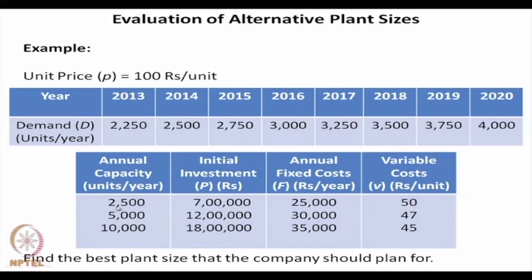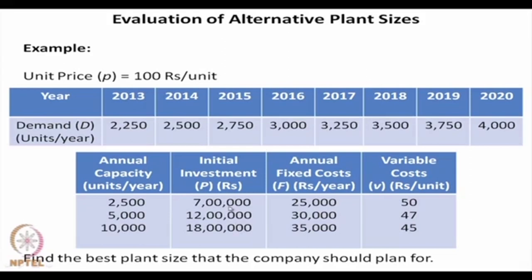Annual capacity could be 2500, it could be 5000, it could be 10000. So, there are three alternatives that we are looking for. The minimum size of the capacity that we may add is 2500 units per year, and the maximum capacity could be 10000. The initial investment required for these three are estimated as 7 lakh, 12 lakh and 8 lakh rupees.